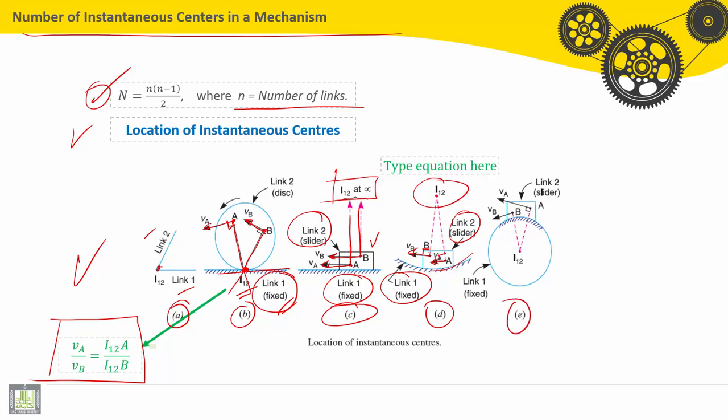Last example. Also, we have a rotational slider, but externally. So the instantaneous center of rotation should be the center of the grounded link here, link number 1. And by the same method, BI12 should be perpendicular to VB and VA should be perpendicular to AI12.